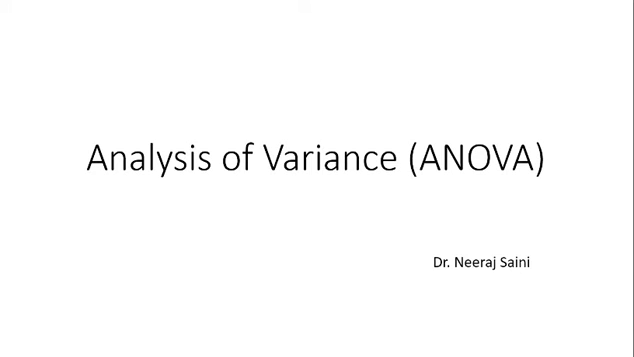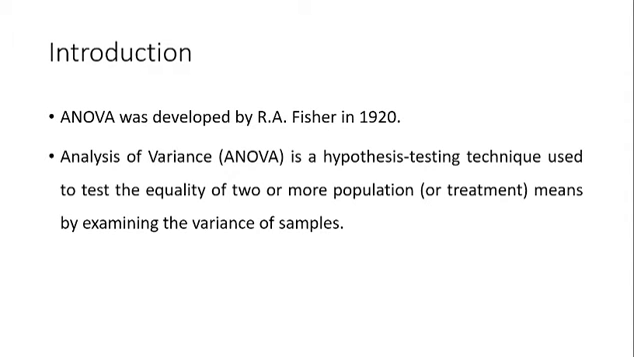Today we will learn about the analysis of variance, ANOVA. ANOVA is a hypothesis testing technique used to test the equality of two or more population means by examining the variance of samples that are taken. ANOVA allows one to determine whether the differences between the samples are simply due to random error or whether there are systematic treatment effects that cause the mean in one group to differ from the mean in another.